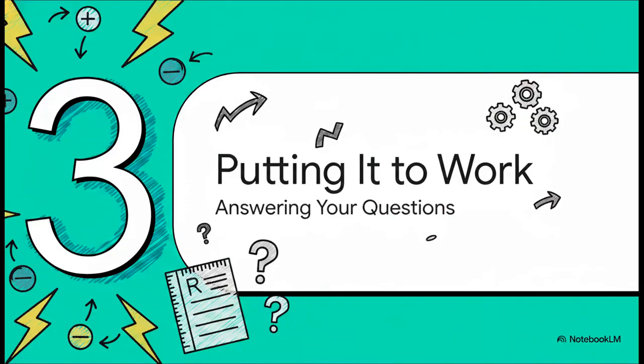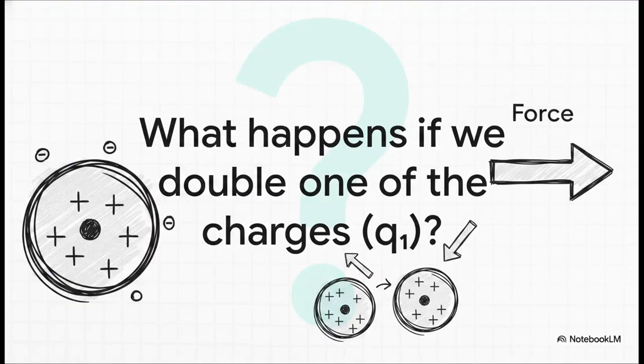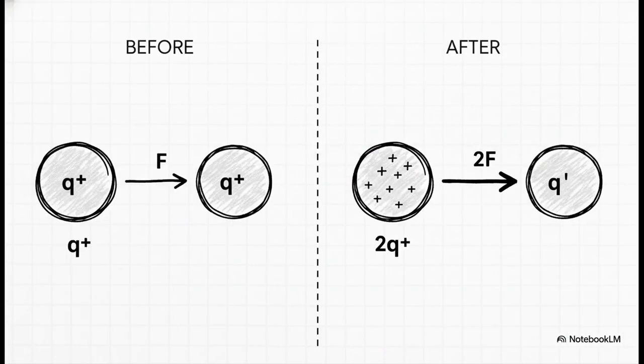All right, enough theory. Now that we have the rule book, let's actually put it to work. Let's tackle some common questions and really see this law in action. So let's think about our formula. What do you think happens to the force if we keep the distance the same, but we double the amount of charge on just one of those objects? Yep, the force also doubles. It's what we call a direct relationship. You put more charge in, you get more force out. It's as simple as that.